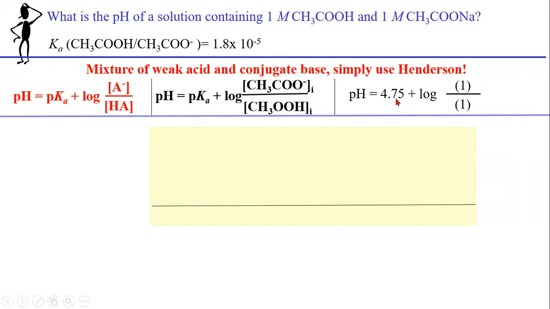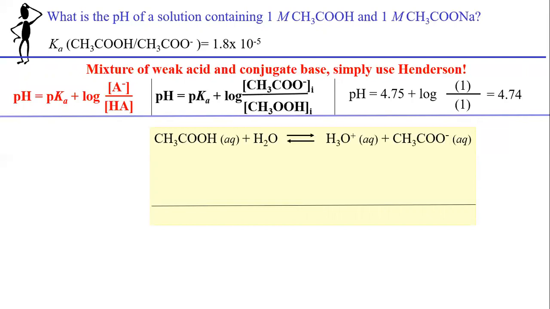Now let's prove to you and show you the long way. You never have to use the long way. You can simply use Henderson. But I want to show you the long way because I want you to understand what's actually happening in my solution.